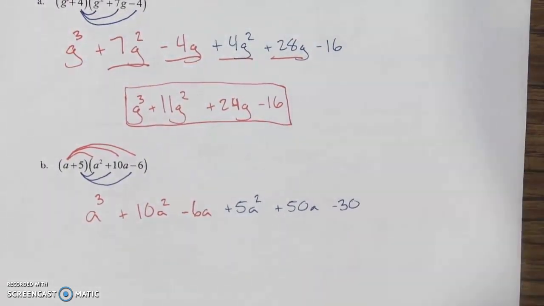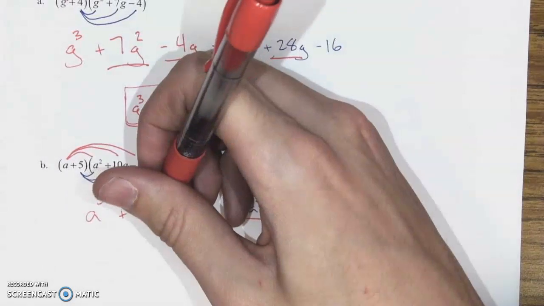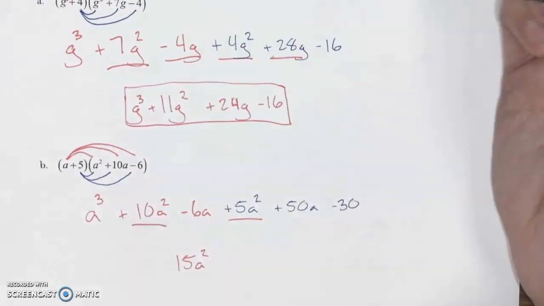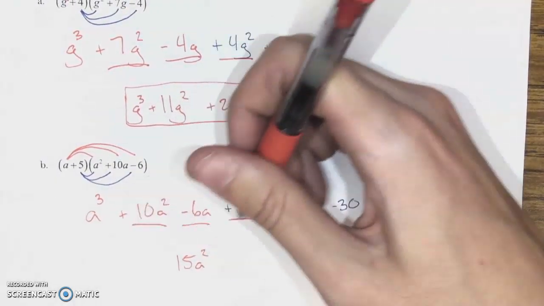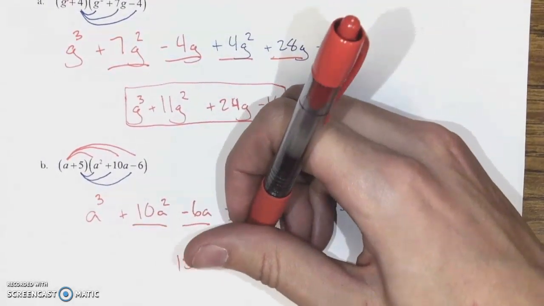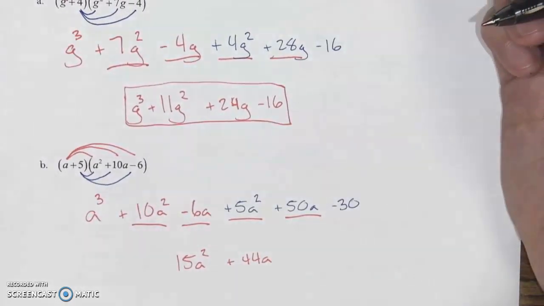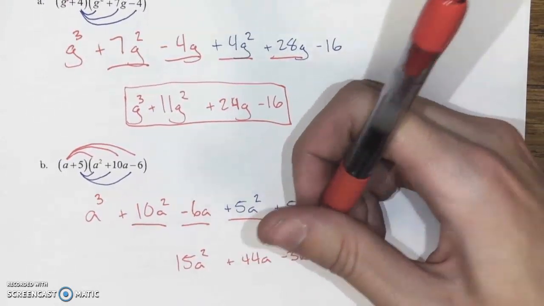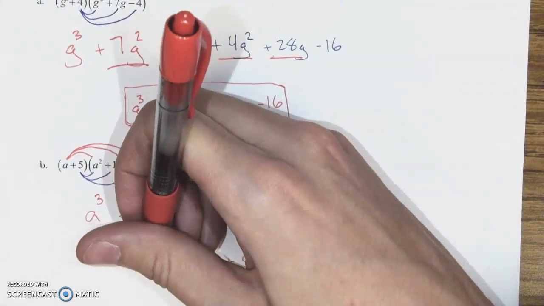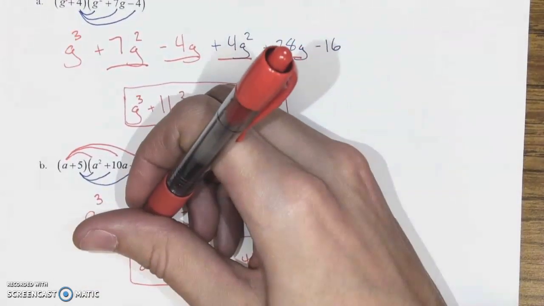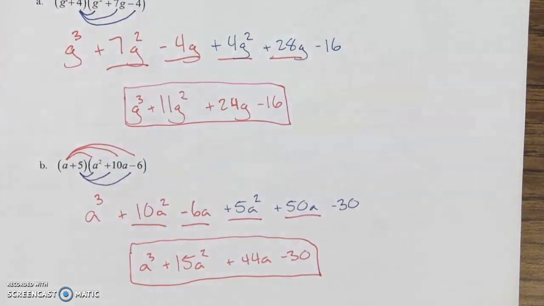Combine like terms. I see we have a 5a squared and a 10a squared. That gives us 15a squared. We've got negative 6a and a positive 50a gives us a positive 44a. And then we can bring down the rest. So the minus 30 and the a cubed. And that is our solution in descending power order.